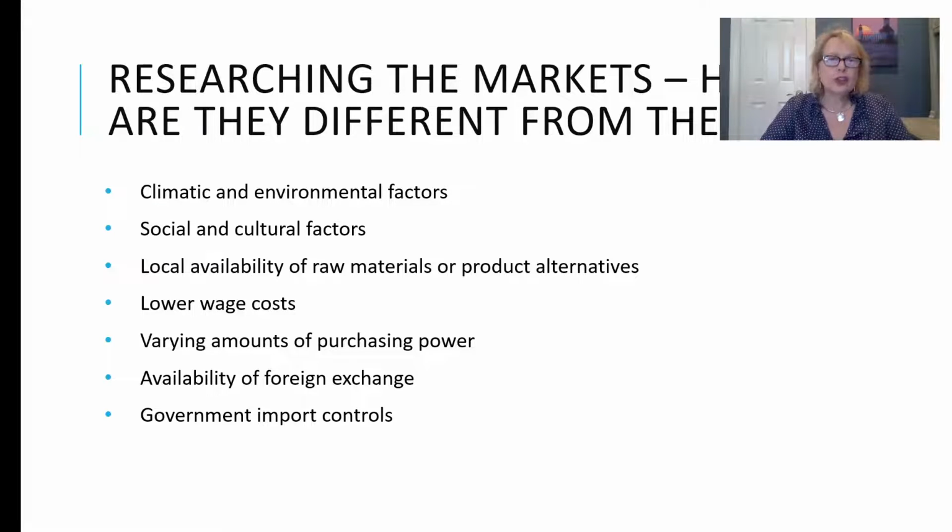You want to make sure that if you're selling something, there's not already something in that country that's better, or that exists as a raw material in that country for less expensive. You want to make sure that you understand wage costs. If you're going to be manufacturing here and sending stuff to another country, could they make it there because they have lower wage costs, without having to import from you? And you just want to think about what people have in terms of purchasing power.